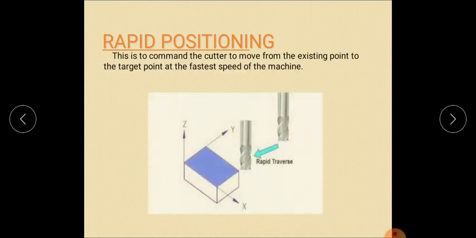Next, rapid positioning. Here the figure is clearly understood: this is the command to the cutter to move from the existing point to the target point at the fastest speed. So from this point to this point, it moves at the fastest speed so that the machining operation starts operating. So this is the X axis, Y axis and the Z axis. Okay, this is the rapid positioning.